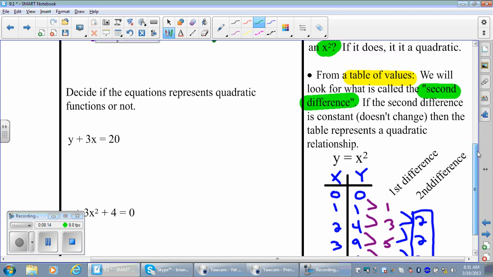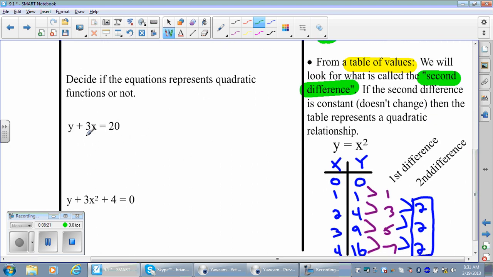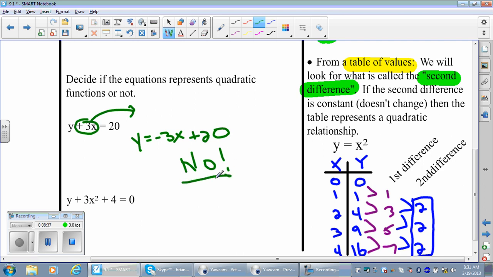Well, then we need to apply this test over here, which says get y alone, and then see if there's an x squared. All right, so if I were to get y alone here, I would need to move this whole term to the other side. When I do that, I get y equals -3x plus 20. Now, is that a quadratic? Hopefully, this word is jumping into your head right now. Well, why? Because it's not x squared. But more than that, isn't this y equals mx plus b? All right, which is, this is linear. So this is not a quadratic function.